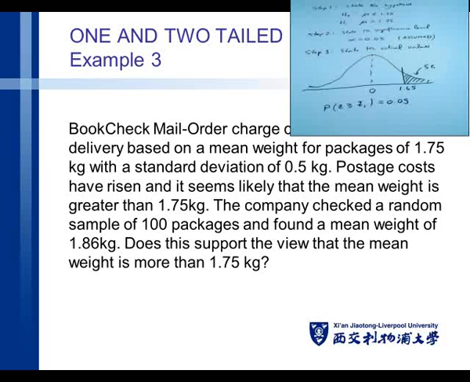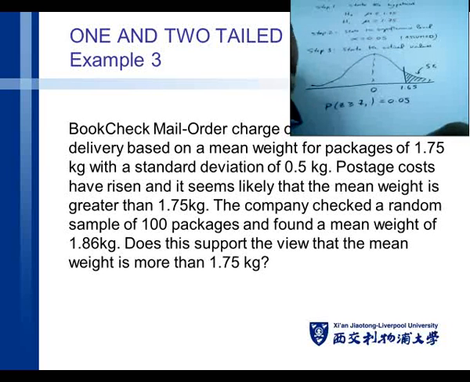Step 4, calculate the test statistic. The sample mean has a normal distribution with average mu and standard deviation sigma divided by the square root of n. You can standardize this distribution to a z-score and then compare it with the critical values. So the test statistic is basically: subtract the average and divide by the standard error.